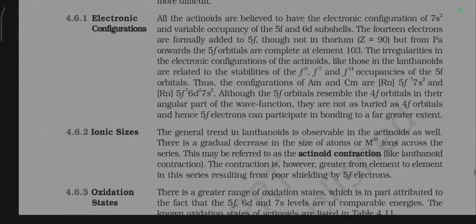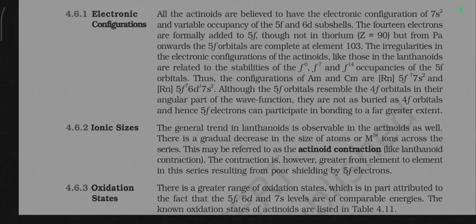Electronic configuration. All the actinoids are believed to have the electronic configuration of 7s2 and variable occupancy of the 5f and 6d subshells. The 14 electrons are formally added to 5f, though not in thorium, Z equal to 90, but from Pa onwards the 5f orbitals are complete to element 103. There are irregularities in the electronic configuration of actinoids, like those in the lanthanoids, related to the stabilities of the f0, f7, and f14 occupancy of the 5f orbitals.